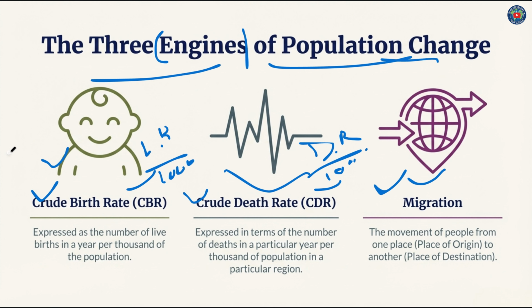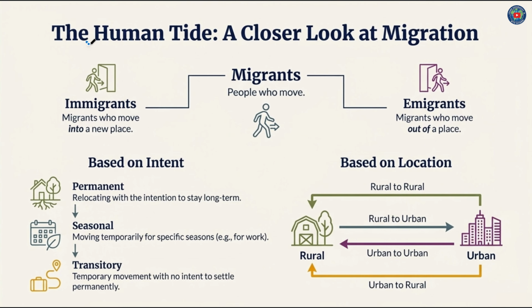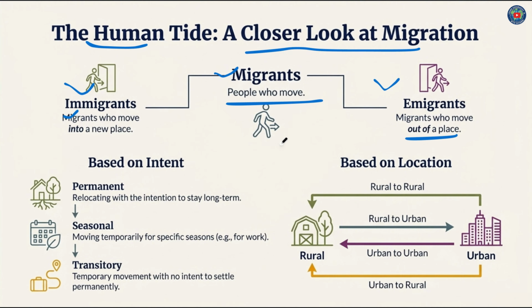Then migration, the movement of people from one place of origin to another place of destination. Okay, these are three basic factors of population change. The human tide, a closer look at migration. Immigrants, migrants who move into a new place. Migrants, people who move. Emigrants, migrants who move out of a place.